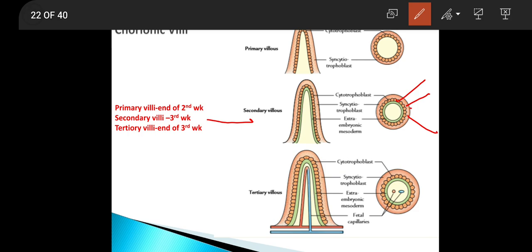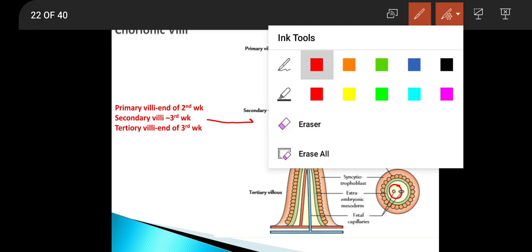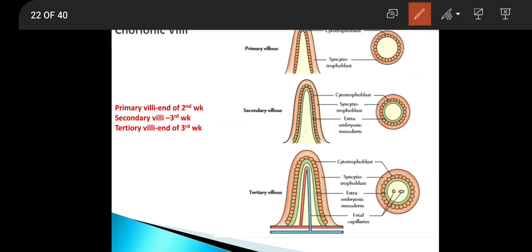And then in the extraembryonic mesoderm the fetal blood vessels will grow. So the tertiary villi is formed at the end of the third week. What will be the layers of the tertiary villi? The fetal capillaries containing endothelium and blood vessels, then extraembryonic mesoderm, then cytotrophoblast, and then the syncytiotrophoblast. They will form the tertiary villi.